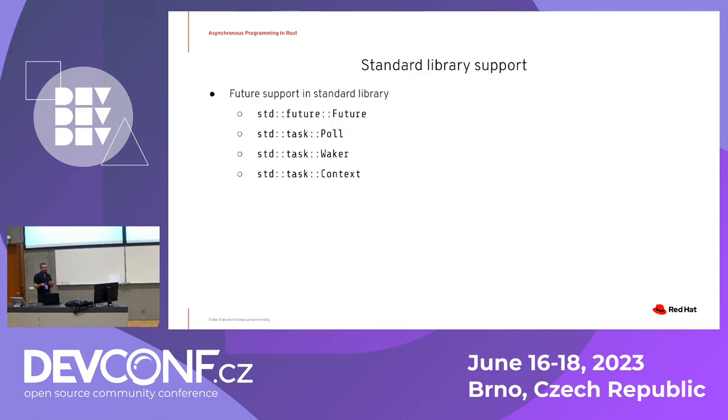In terms of the standard library support, there are a number of data structures that have been added into the standard library, and we're going to talk about some of these in more detail, but the one I really want to call out is the future implementation. This is the trait that is the building block of asynchronous Rust, and you implement this for all of your future needs.